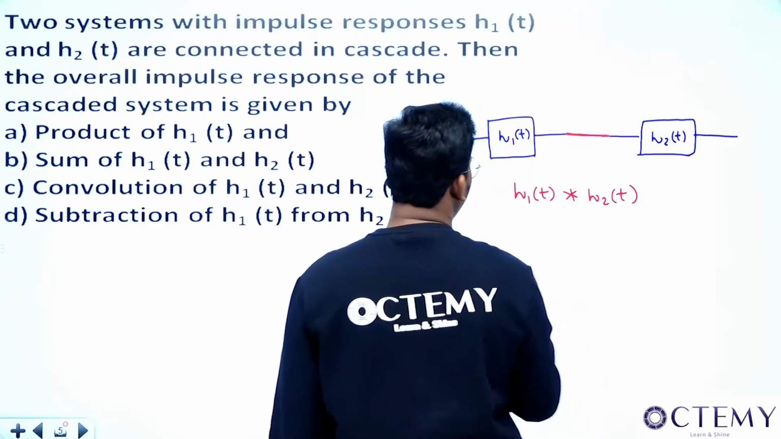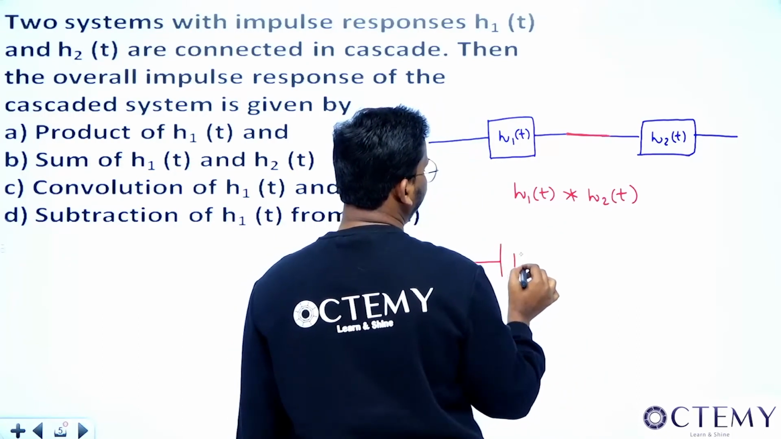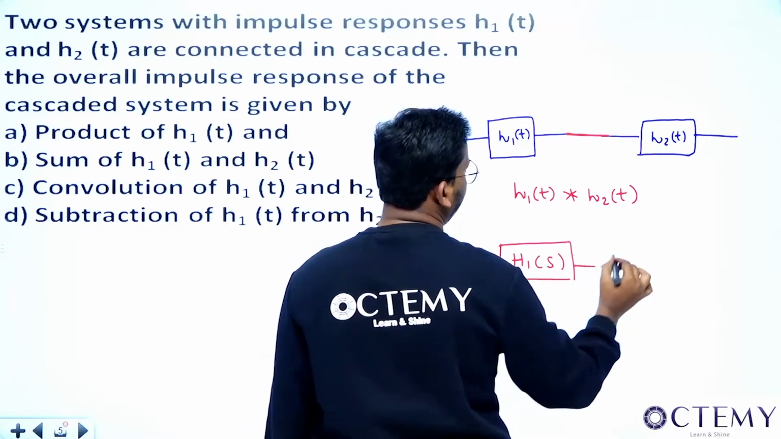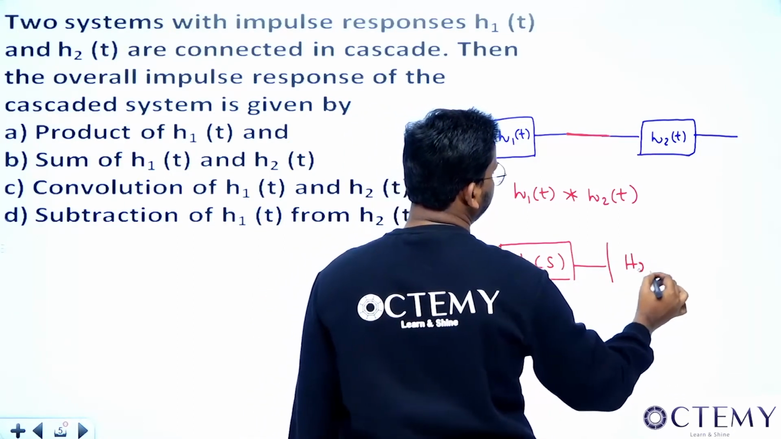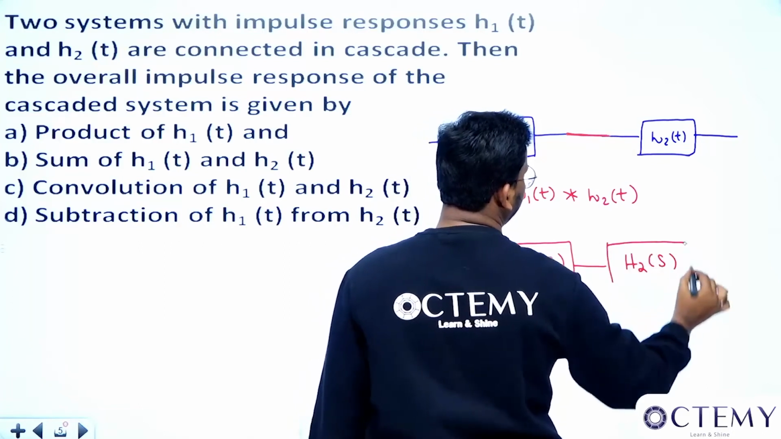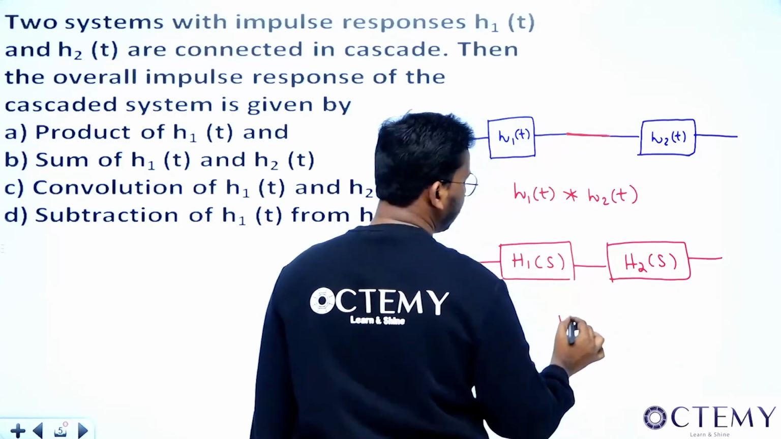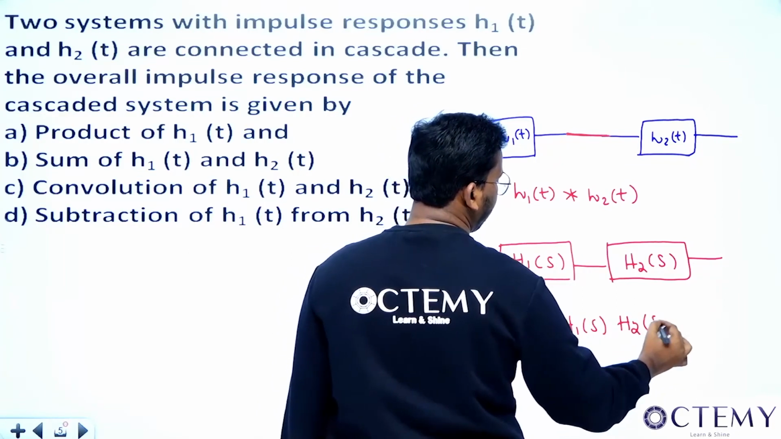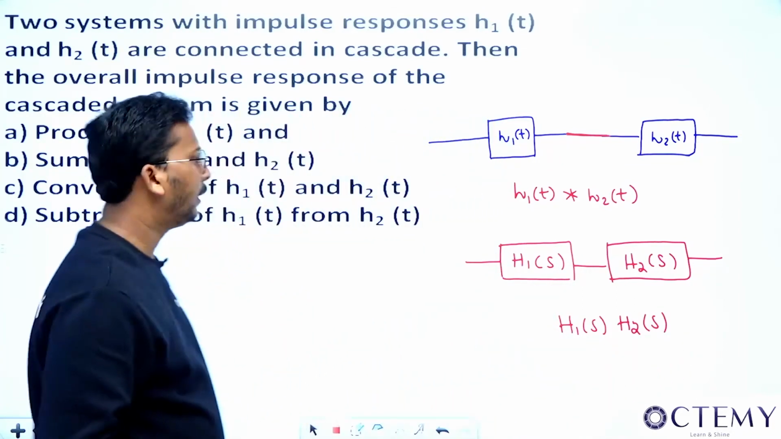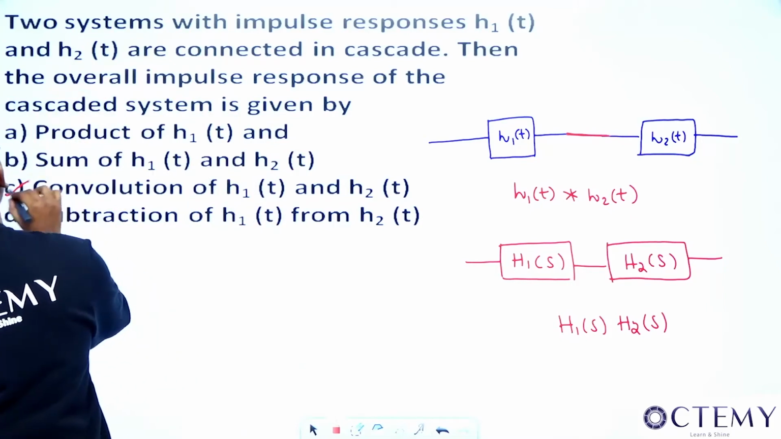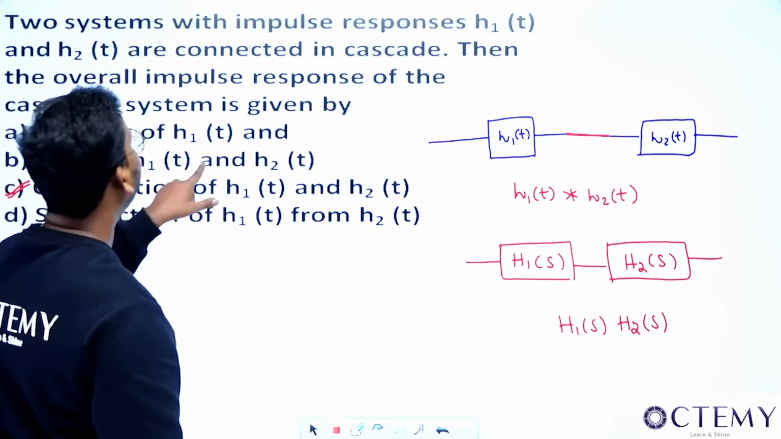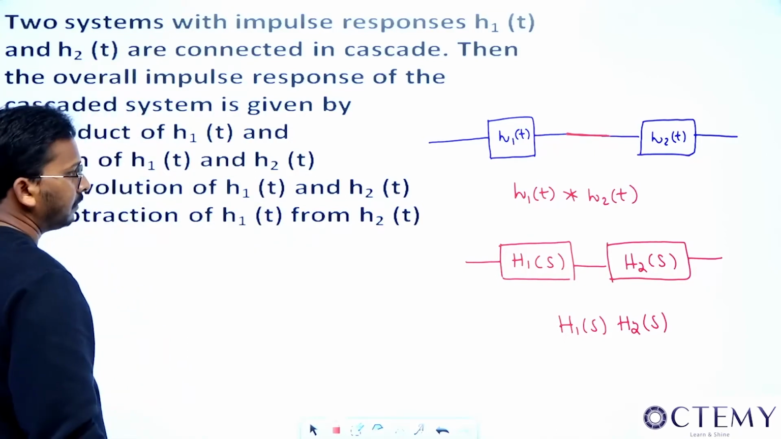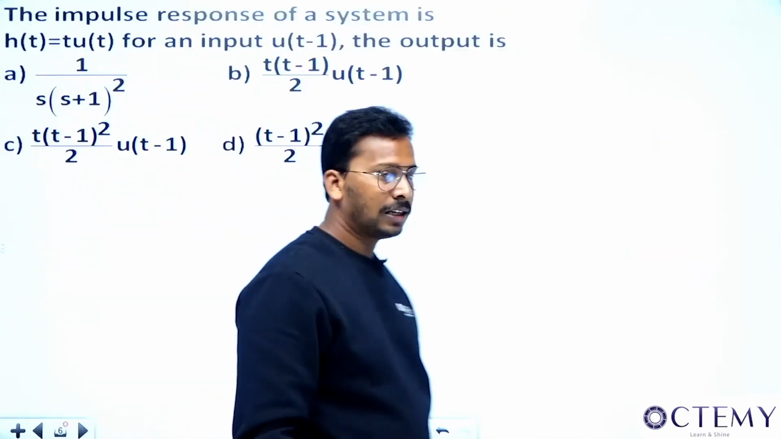If they are in time domain, convolution. If they are in Laplace domain, H1(s), if it is cascaded with H2(s), it will become what, sir? It will become H1(s) into H2(s). So since he has specified it in time domain, you'll have to check the option of convolution, right? If they were in your Laplace domain, then the product would have been the answer. Very good, sir. Let us look at the next question.